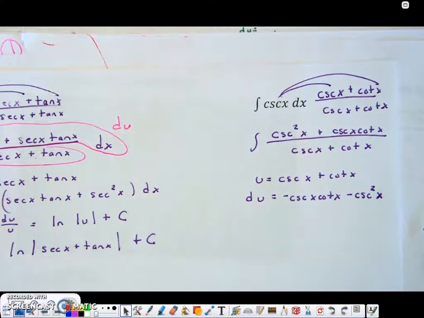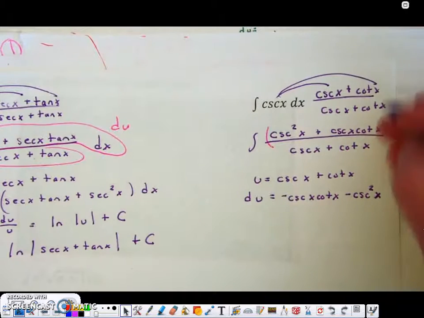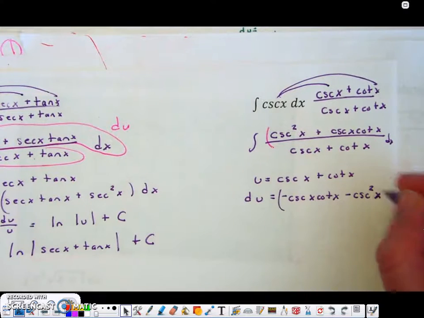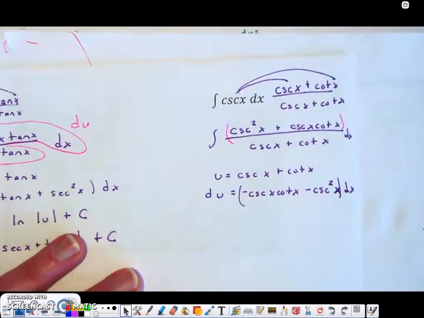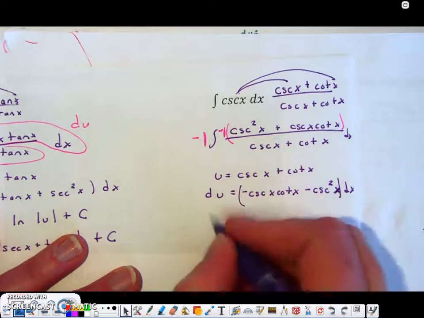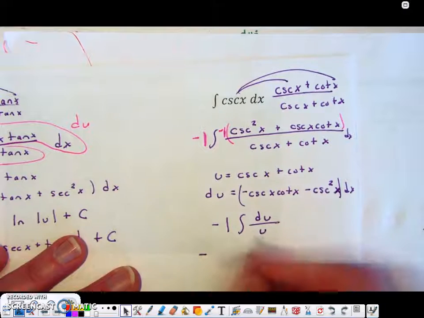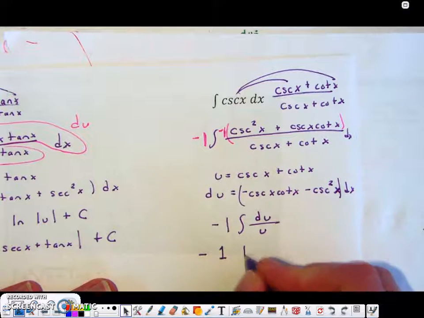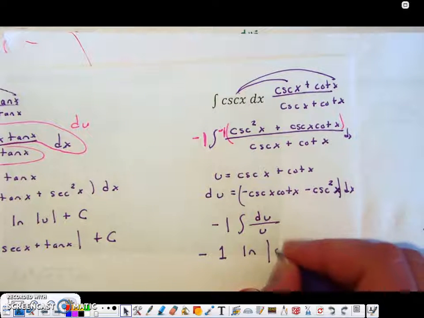Okay, so that's not quite as perfect as the last one. Do I have the du? I agree, pretty much. I just need what? Oh, I do need a dx. That's true. He's got me. But I do need a -1. So a -1, and the reciprocal of -1 is just -1. So now I've got -1 times the integral of du over u. So it's just -1 ln of the absolute value of u. And is it okay if I go ahead and put that in? Okay.